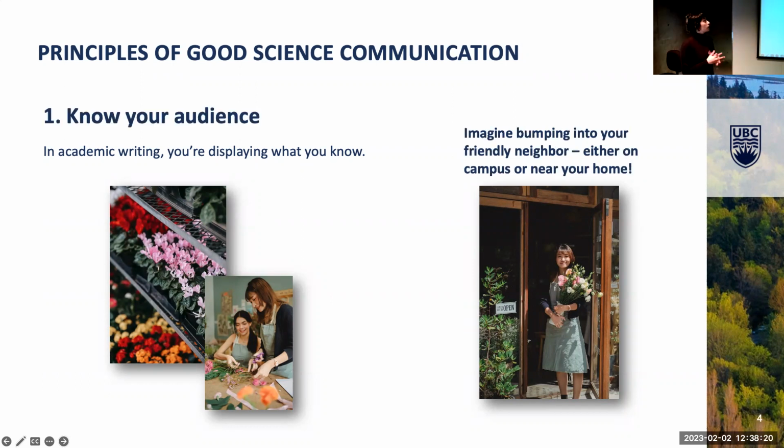So the first principle is know your audience. In academic writing, you're displaying what you know, as I said. And in science communication, you can imagine bumping into a friendly neighbor, either someone on campus who might turn out to be a potential collaborator who doesn't know much about your field, or your neighbor in whatever sort of living environment setup you have going for you.